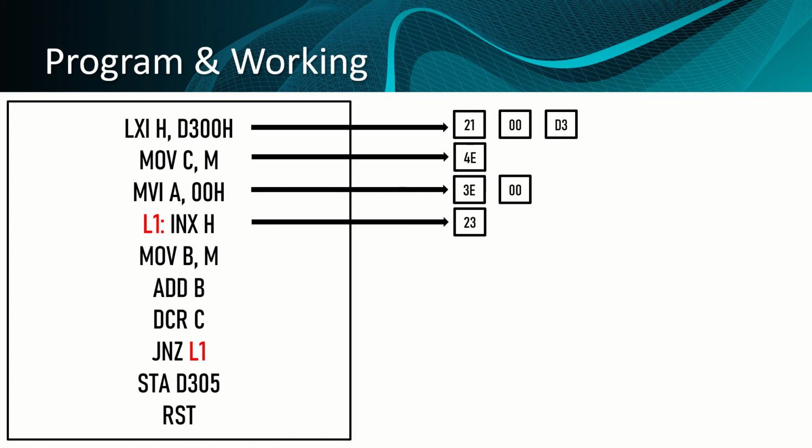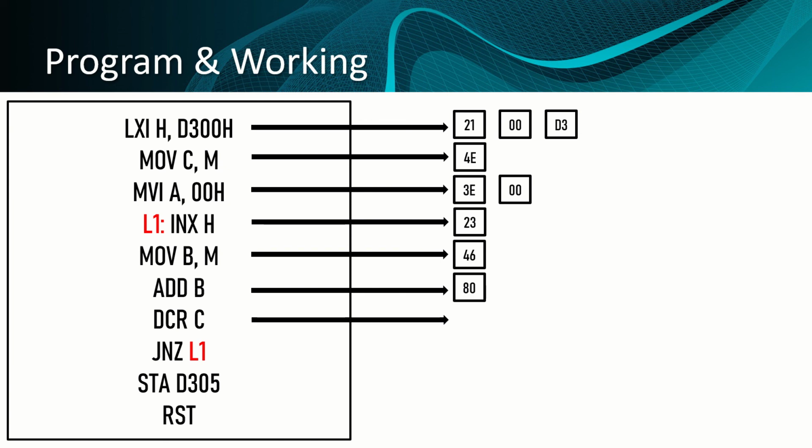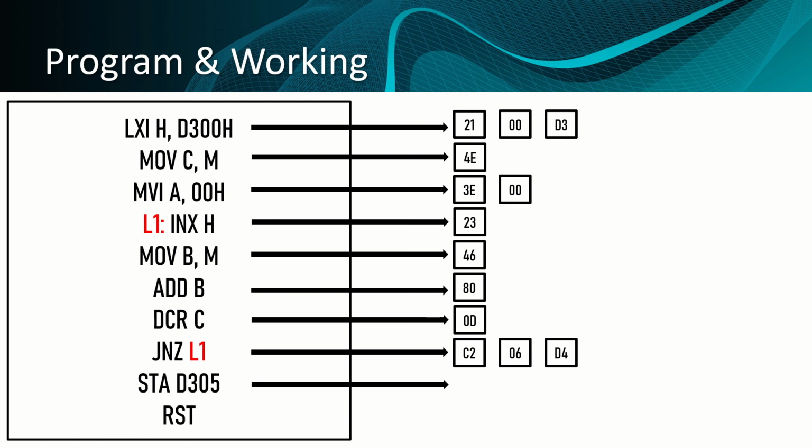Then INX H has opcode 23. Then MOV B, M has 46. ADD B is 80. DCR C is 0D. Jump non-zero is C2 and the address. Then STA is 32 and the address 05D3. Then RST has opcode CF.